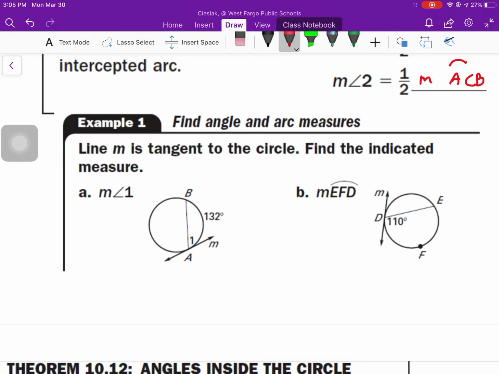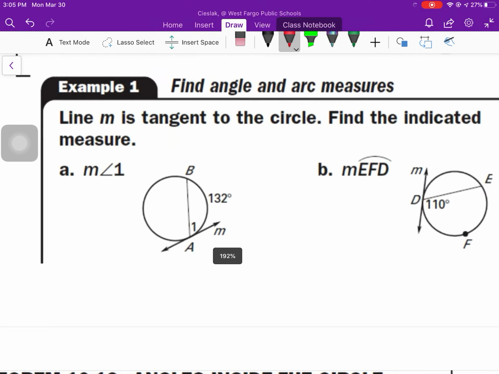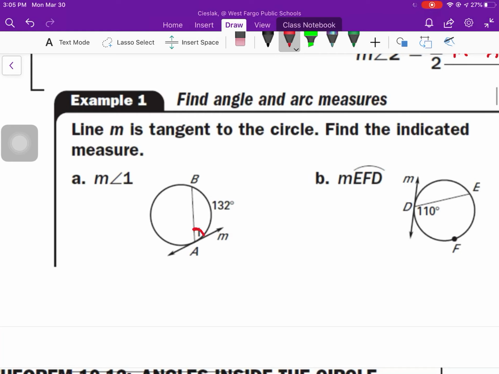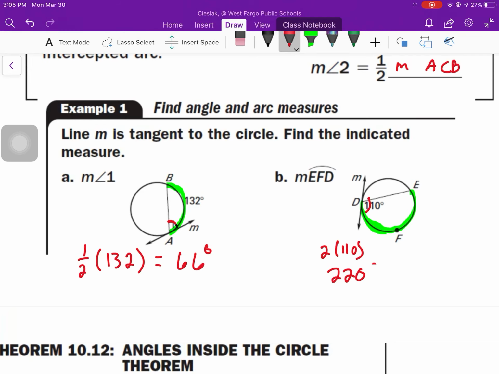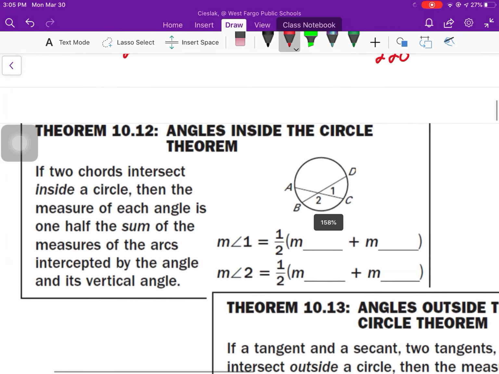Example 1 here says line M is tangent to the circle, find the indicated measure. If I'm looking for the measure of angle 1 right here, its intercepted arc is arc BA, so all I have to do is take 1/2 of 132, which is equal to 66 degrees. If I want to find the measure of arc EFD, from E to F to D, notice that's the intercepted arc of this angle right here, so just double it. 2 times 110 gives me 220 degrees. Not too bad.